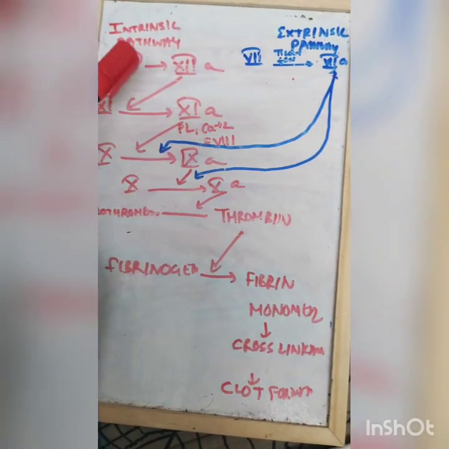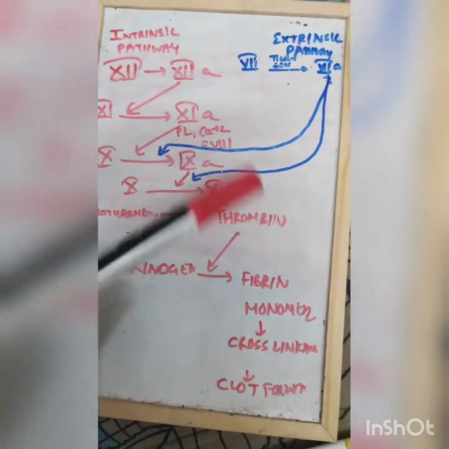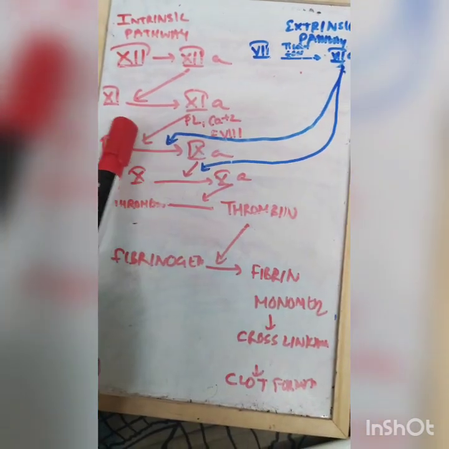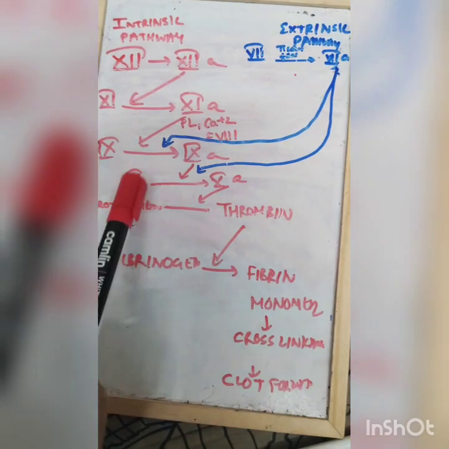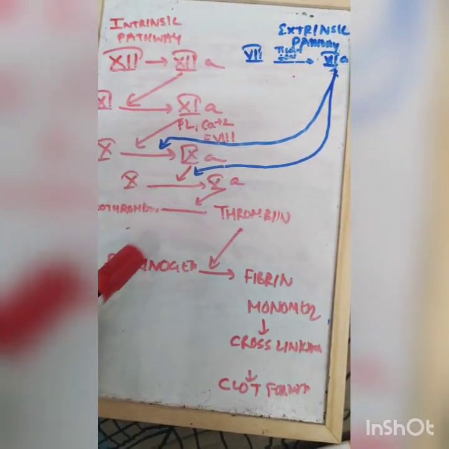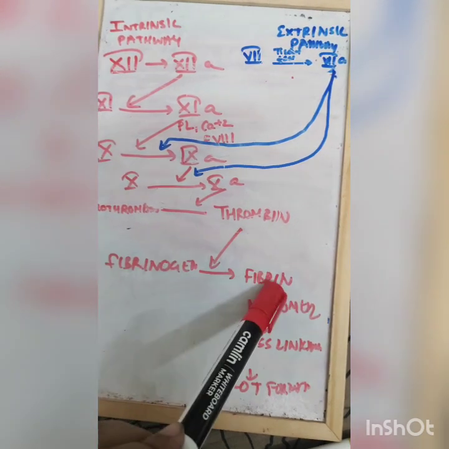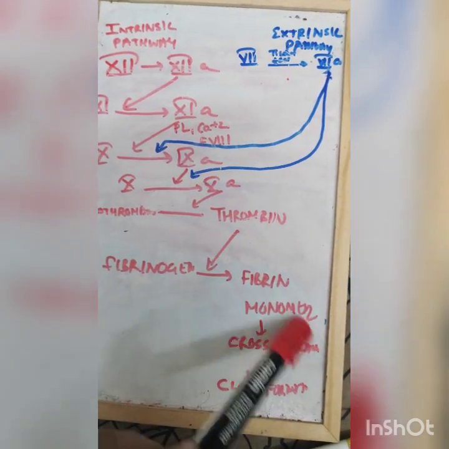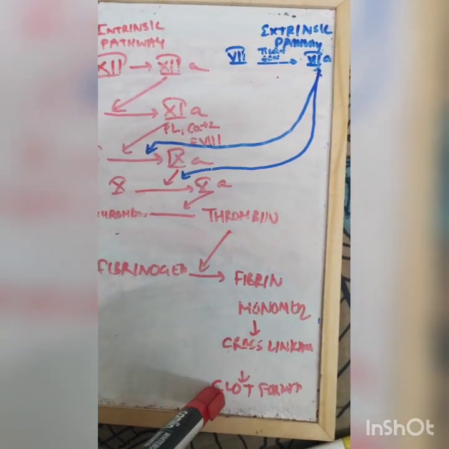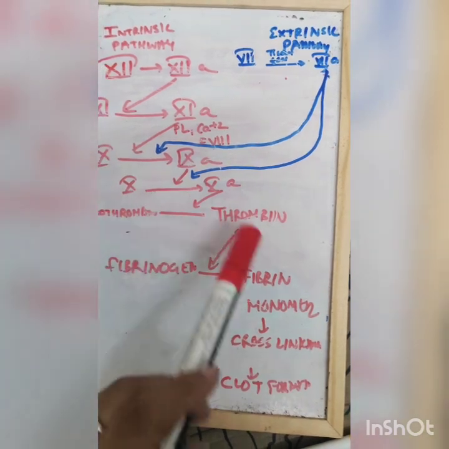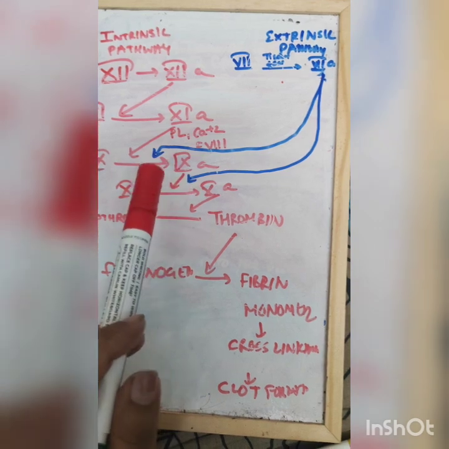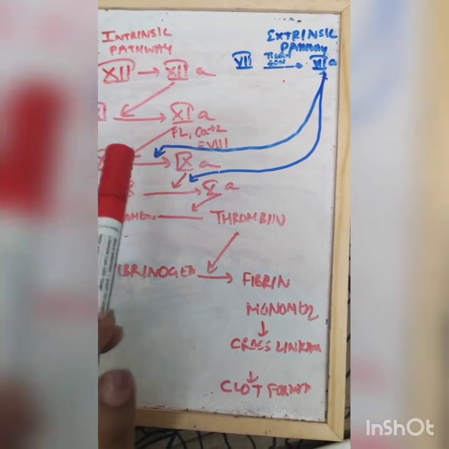You can see it very well. In the intrinsic pathway there are so many steps, but in the extrinsic pathway this activated factor 7 goes and directly activates either factor 9 or directly activates factor 10. So that's why the extrinsic pathway is way faster. And now that fibrinogen has got converted into fibrin monomer, there is cross-linking of this fibrin monomer, and finally there is formation of clot. And there is a constant positive feedback going on, where the clot initiates a positive feedback to promote more clotting.